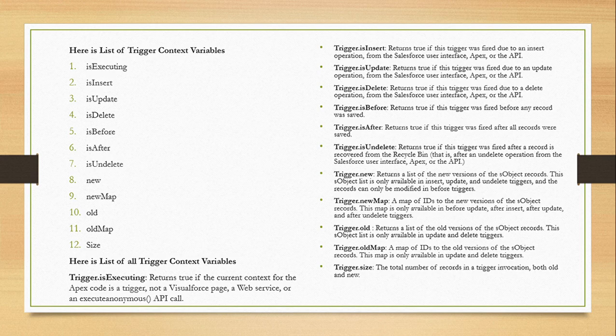And Trigger.old returns the old versions of the sObject records. This sObject list is only available in update and delete triggers. Trigger.oldMap is a map of IDs to the old versions of the sObject records. This map is only available in update and delete triggers. And Trigger.size is the total number of records in a trigger invocation, both old and new.